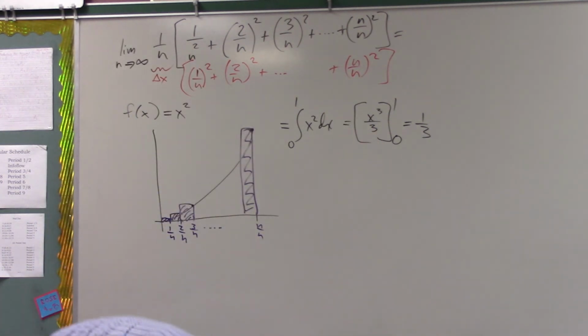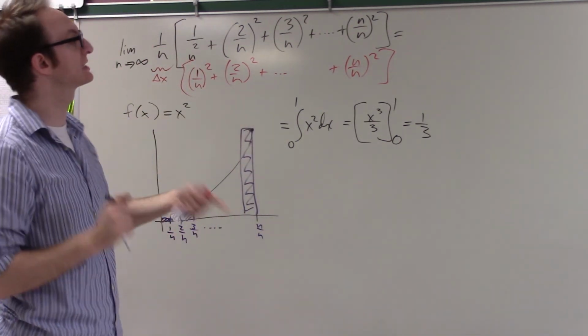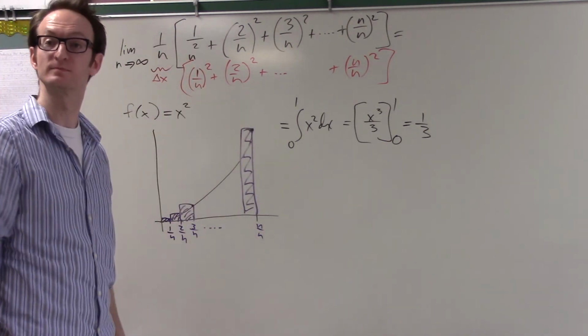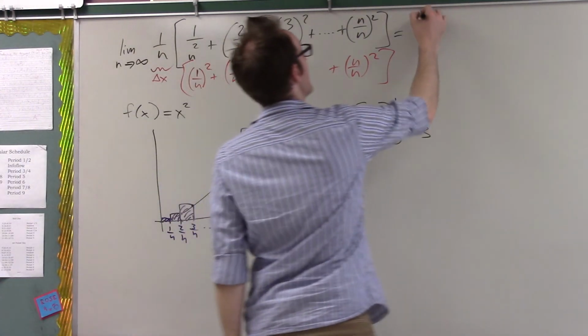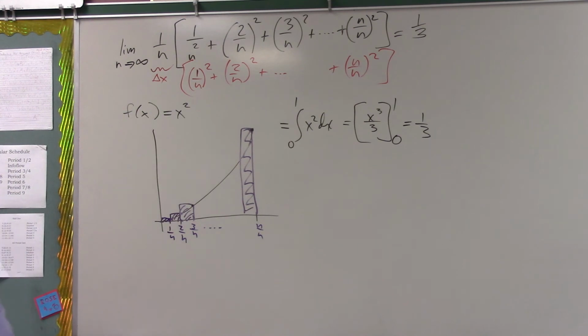All right. So the answer to this limit is in fact 1/3. This is just a limit, and a limit, if the limit exists, is just a number. And in this case, it is a number. It's the number 1/3. Okay, do the next one.